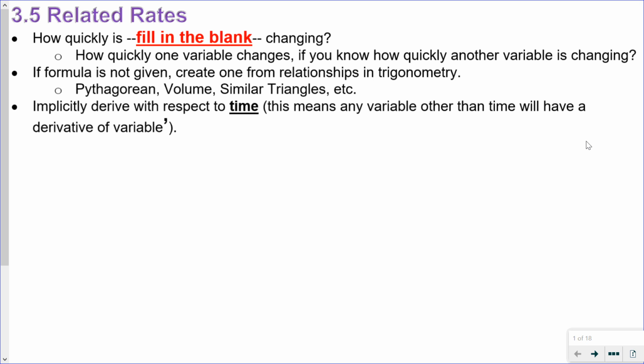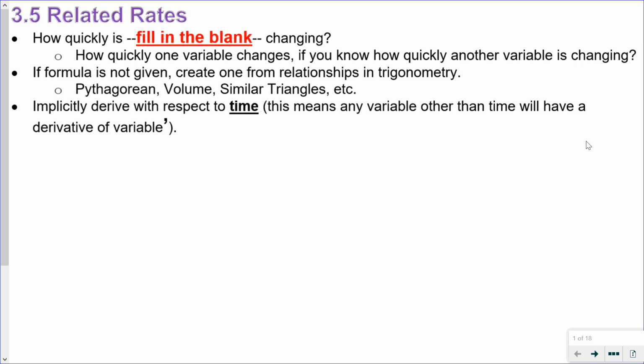A related rate is a question that says something like this: how quickly is fill in the blank changing? How quickly is the volume changing? How quickly is the distance changing? Whatever it is, it's the fill in the blank. That's a related rate. So how quickly one variable is changing if you know how quickly another variable is changing.